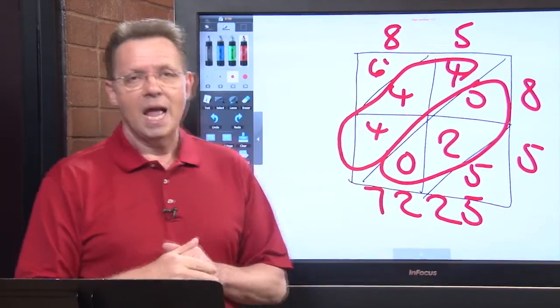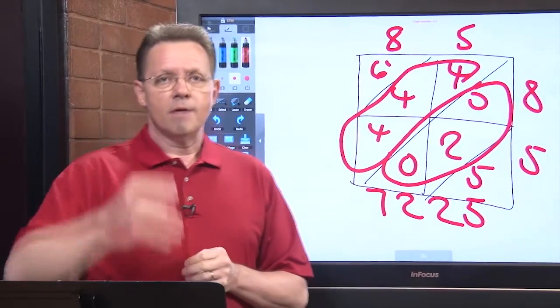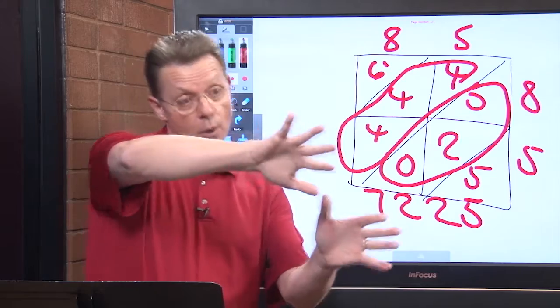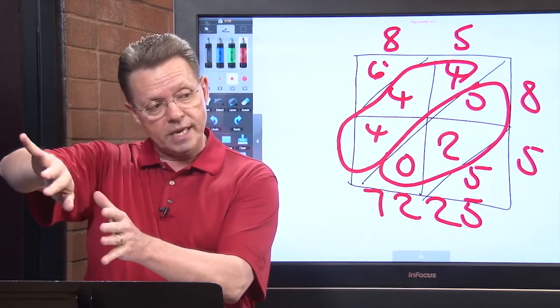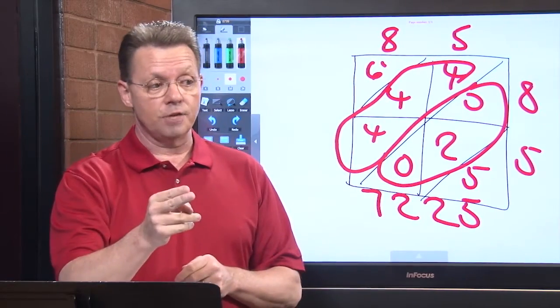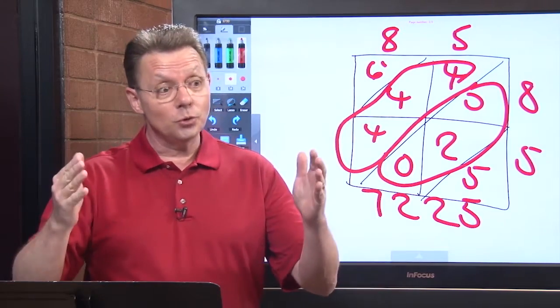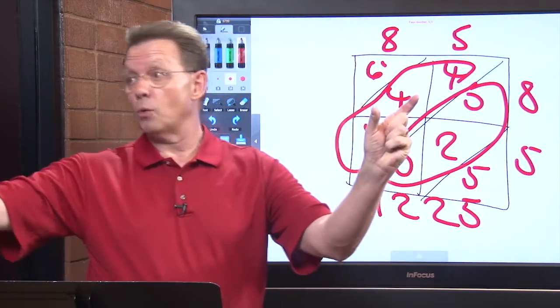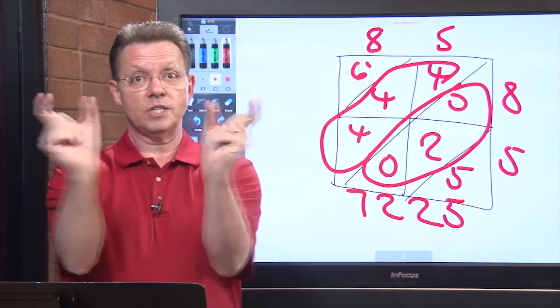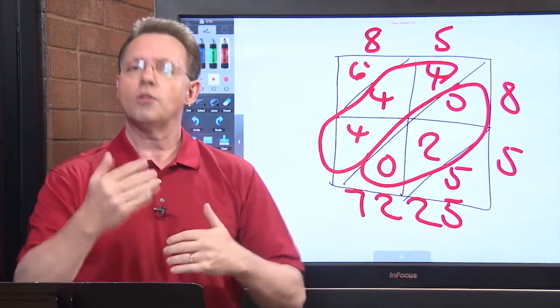For example, 85 squared. 5 times 5 is 25. I want you to park it on the side of your thinking. 8 times 8 is 64. Plus 4, right, is 72. 72, and I park 25 over here. The answer, 7225. Let's do another one.